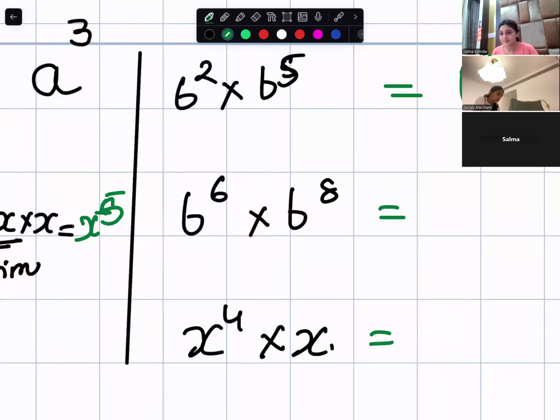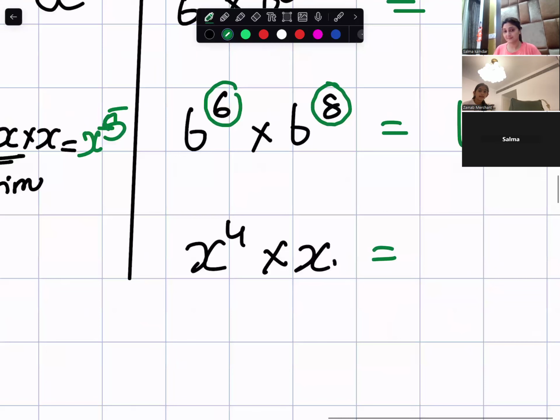The next one is B to the power of, what will you add to each other? 6 plus 8. You can use a calculator. 14. Yeah, 14. So B to the power of 14.